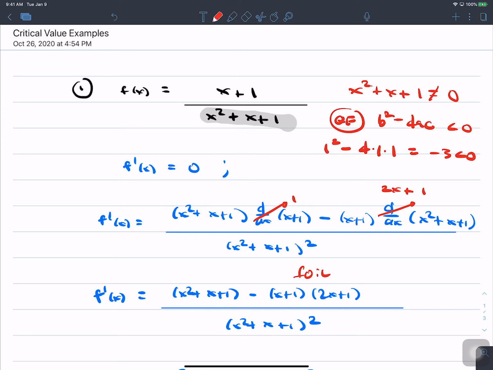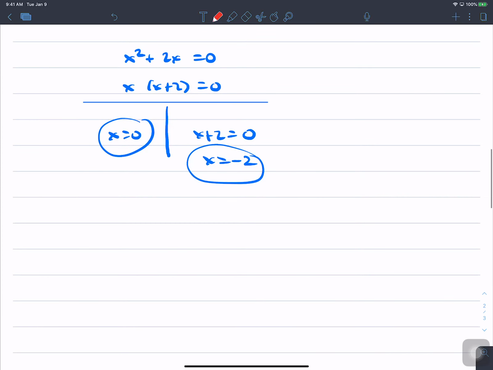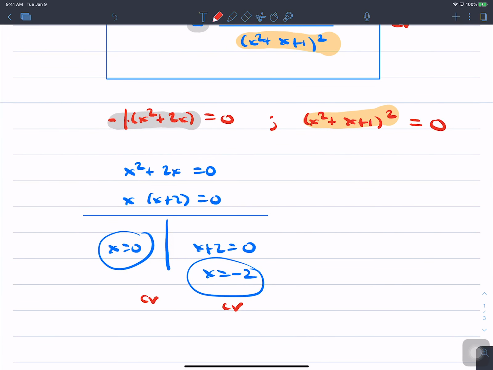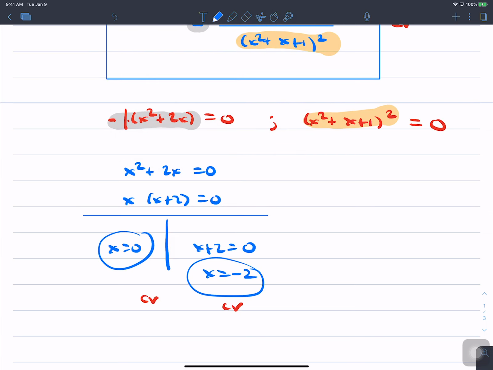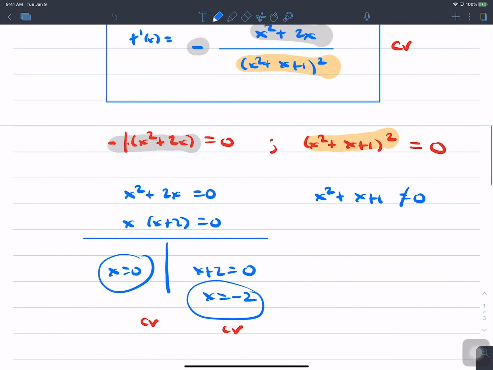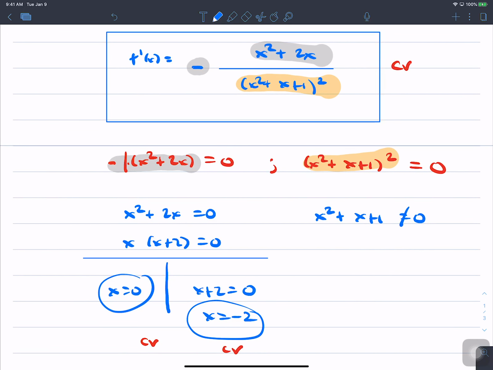So all real numbers is in the domain. So when x is 0 and negative 2, you do have points on the curve. So these are critical values, so you guys know. This portion here, the next equation, when you try to solve this, right, this implies that x squared plus x plus 1 equals 0. And again, this never happens, so there's no solution here. So the only two critical values here are going to be at 0 and negative 2. And that's how we find critical values.